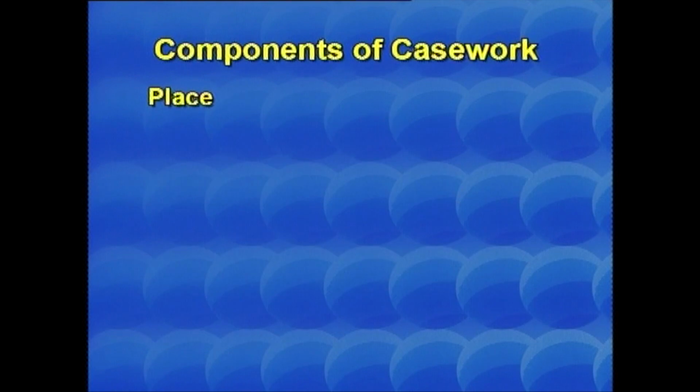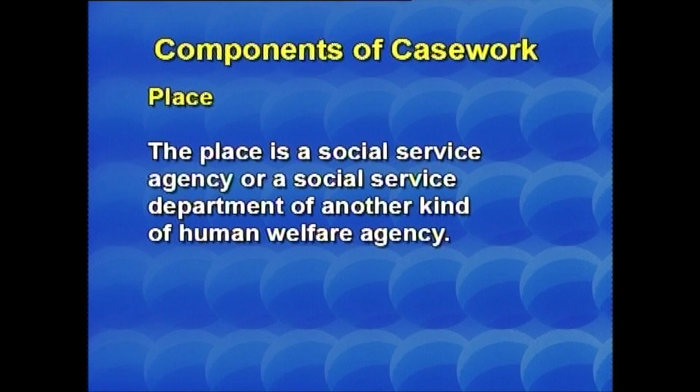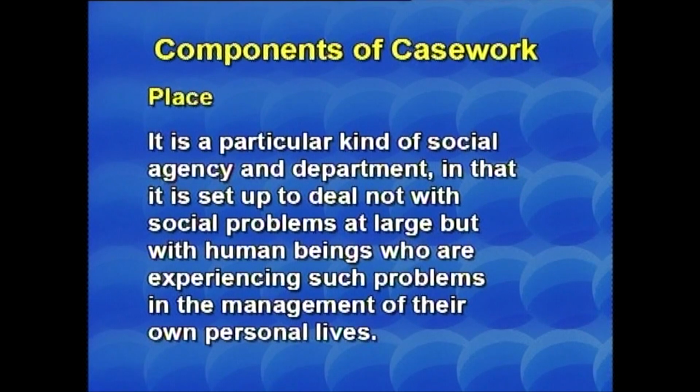The third P in the 4 components is place. The place is a social service agency or a social service department of any other kind of human welfare agency. It is a particular kind of social agency and department in that it is set up to deal not only with social problems at large, but with human beings who are dealing with such problems in the management of their own personal lives.